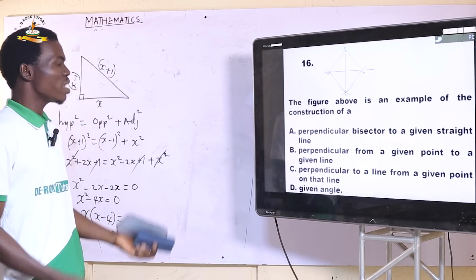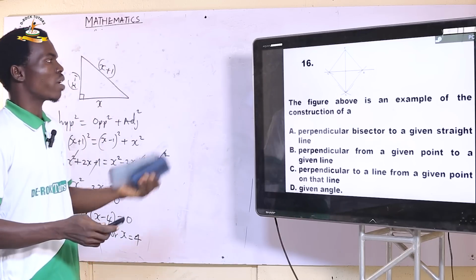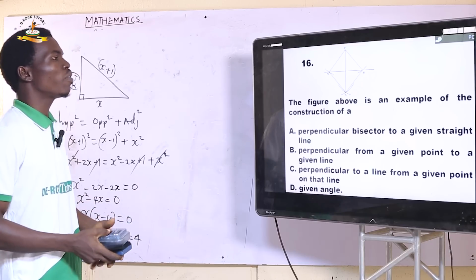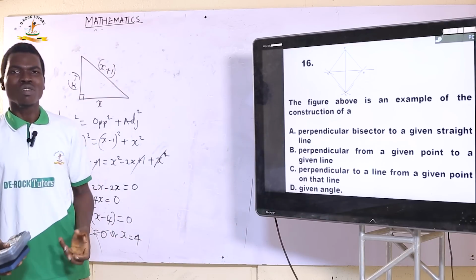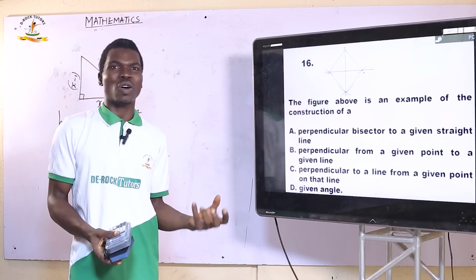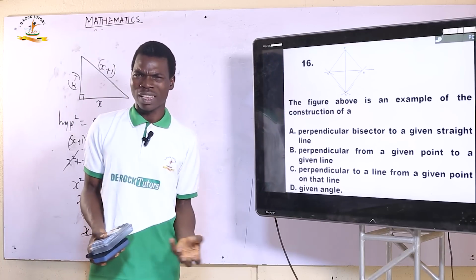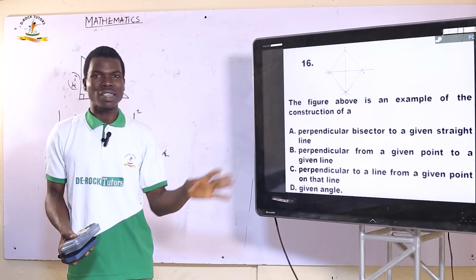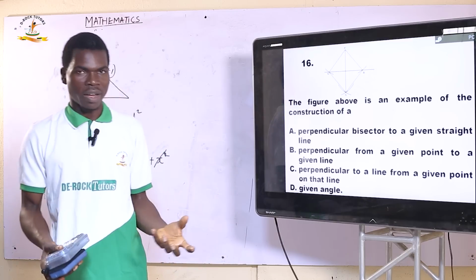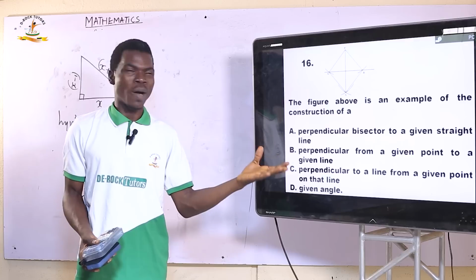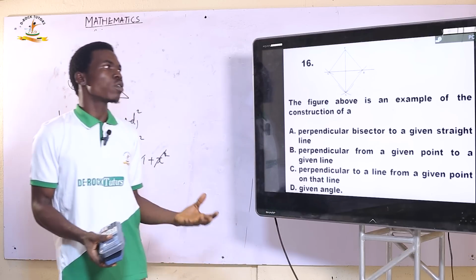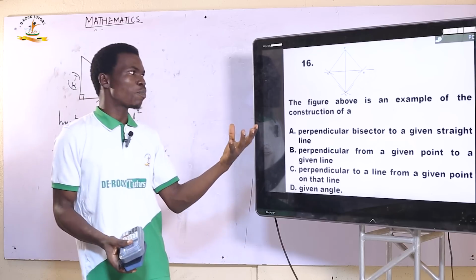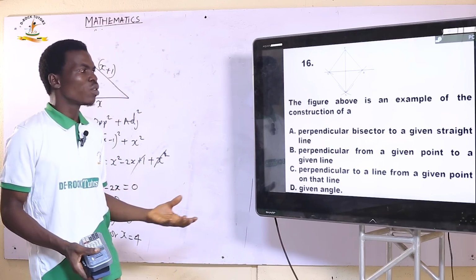Alright, question 16. It gave out a diagram, and it says the figure above is an example of the construction of what? This is one of the basic things you must have been taught in the course of construction in mathematics, bisection. When you see this, the memory will always come back. This is a way of bisecting a line. We have line QR, we want to bisect it. Or we have line PX, we want to bisect it.